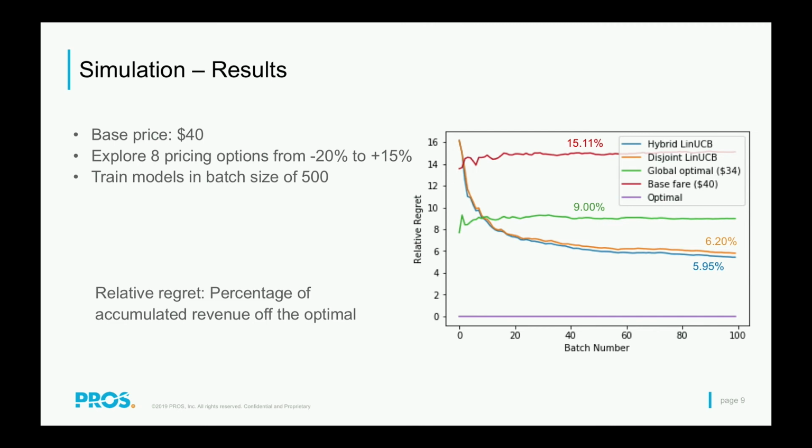You can see the base fare regret is like 15%, and then the global optimal. I basically try all the options to see which setting gives you the highest revenue. Here it turns out the $34 gives you the highest revenue. So it's still 9% off, because it doesn't consider the contextual information. Once we adopt our linear UCB models, here is our hybrid model. As you can see, there's a 3 additional % improvement over the static optimal model.